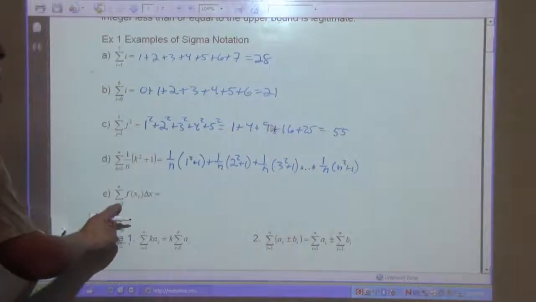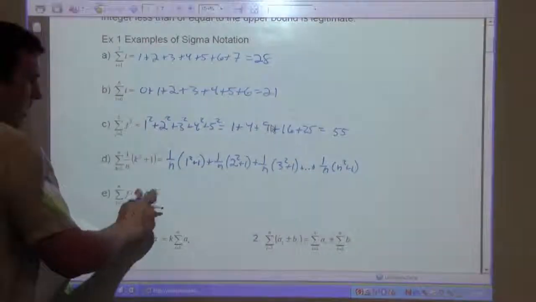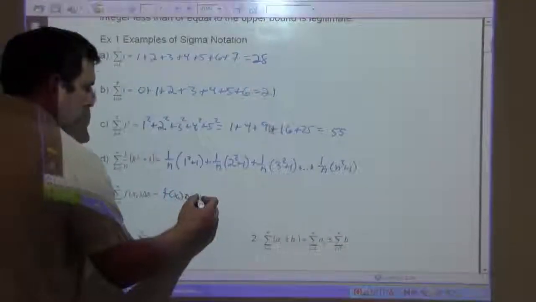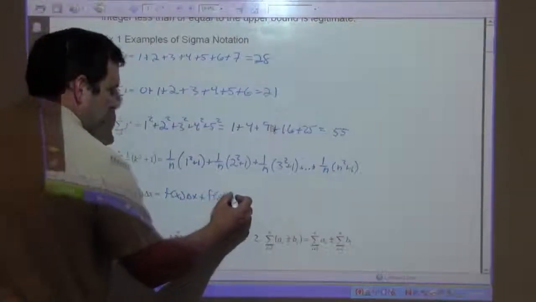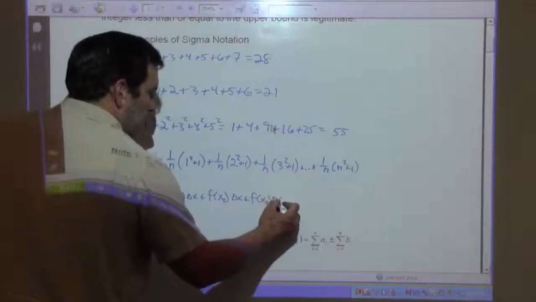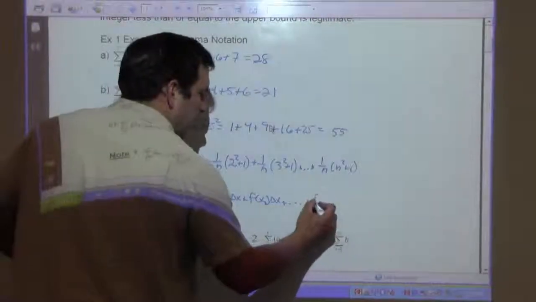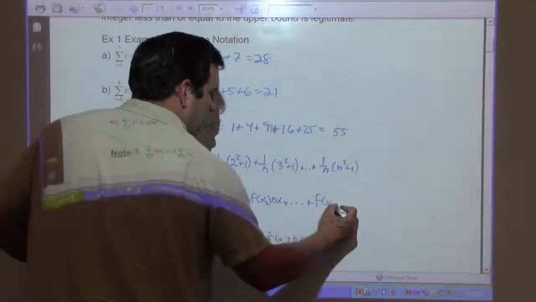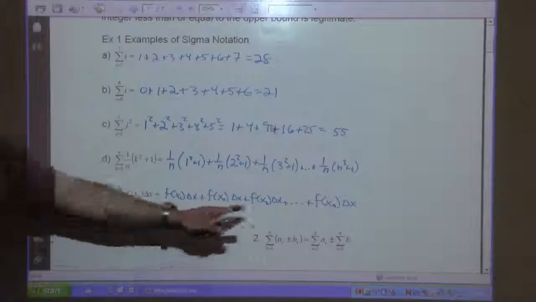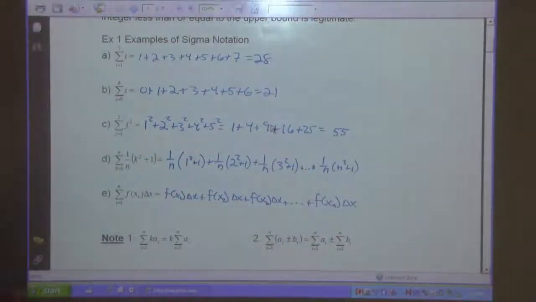And the sum as i goes from 1 to n of f of x_i delta x, that's f of x1 delta x, plus f of x2 delta x, plus f of x3 delta x, plus f of xn delta x. So the dot dot dot means all the terms in between, because it's not possible to list them all because there's not a defined value.